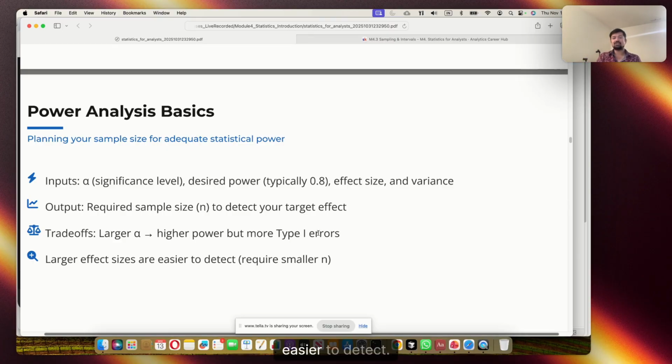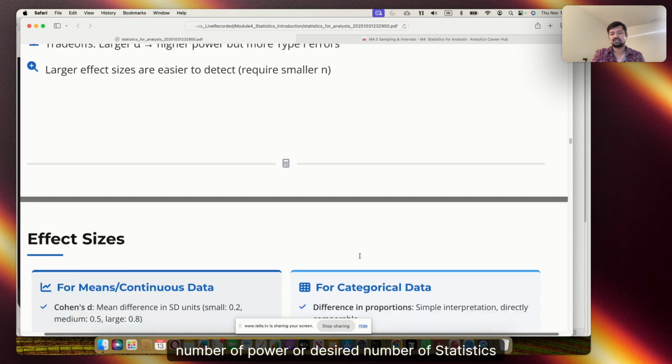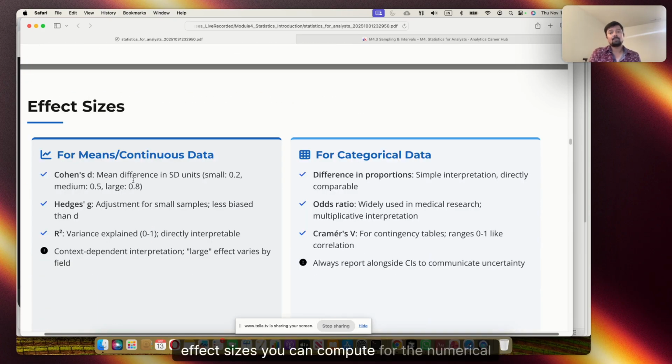The larger the effect size, the easier it is to detect. Effect size means the differences: the stronger the differences between two groups, the smaller the minimum sample size you need to get the desired power. Effect sizes you can compute for numerical data, for means, or for categorical data. For the means, you take the mean difference in standard deviation units. That is Cohen's d, and that is the effect size for you.